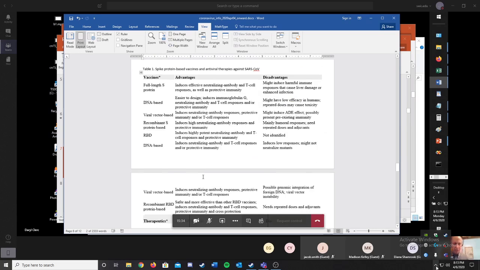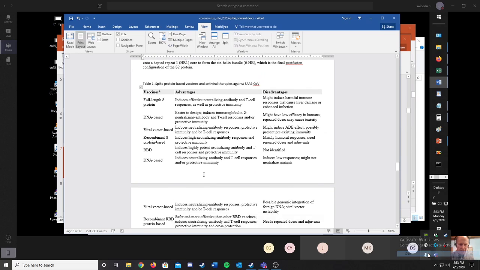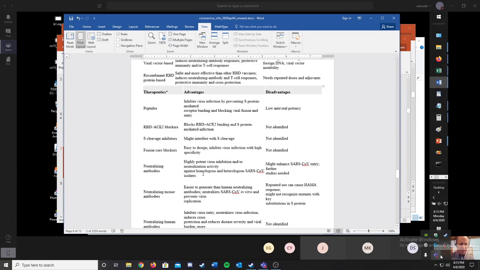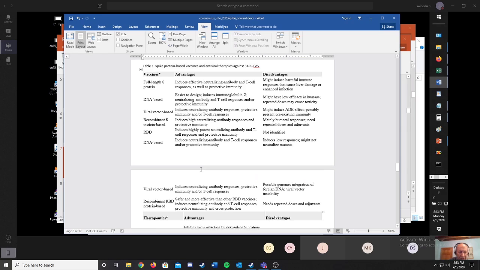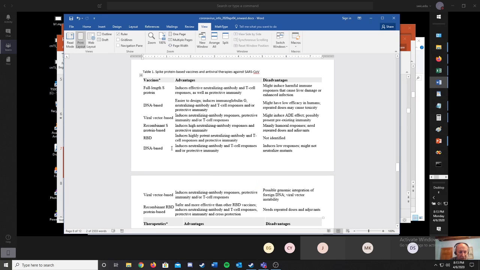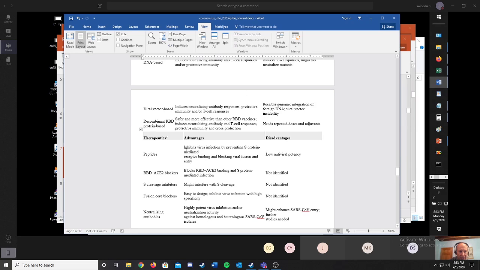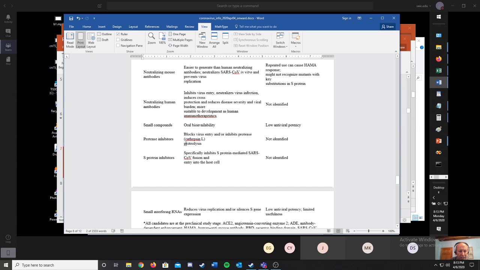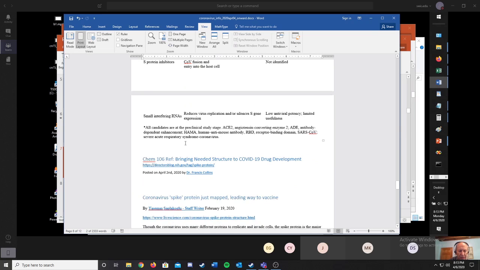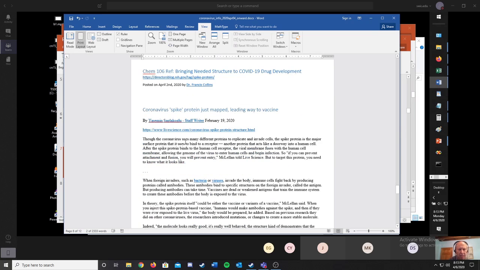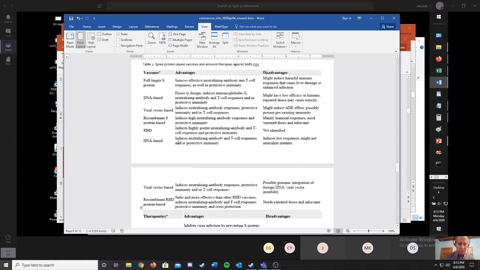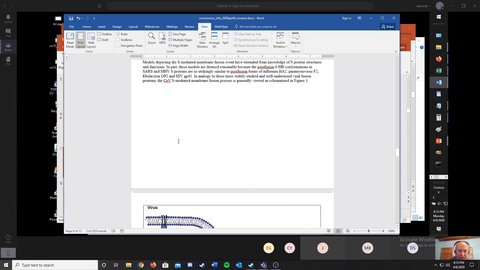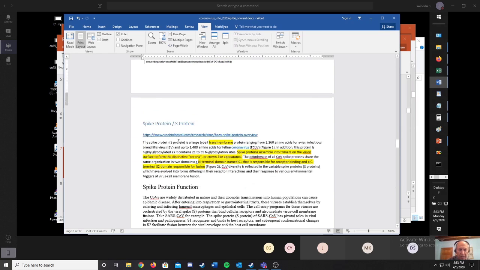Okay, so here's a list of the lots of different approaches used to find a solution to this. There are various possible vaccines and therapeutics. There's a list here of all of them. And then, let's look at the spike protein.